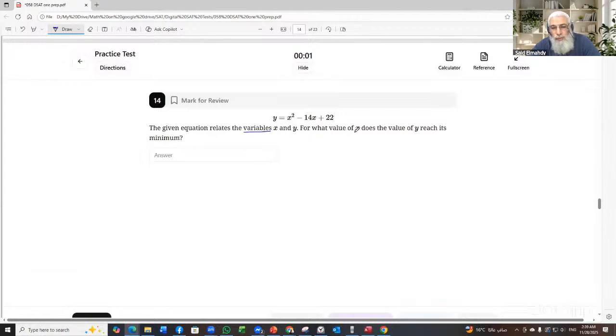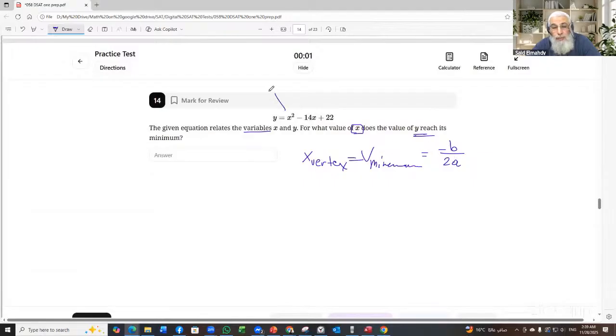The given equation relates the variables x and y. For what value of x does the value of y reach its minimum? So the vertex, which is the minimum or maximum, occurs at x equals minus b over 2a.